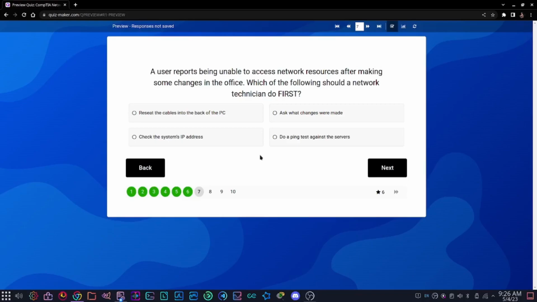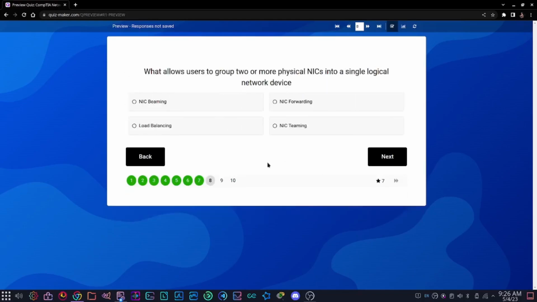So for question 7, we have a user reports being unable to access network resources after making some changes in the office. Which of the following should a network technician do first? For the first option, we have reseat the cables into the back of the PC, ask what changes were made, check the system's IP address, and do a ping test against the server. So the first thing that you would always want to do, usually if it's not so blatantly obvious, is ask what changes were made so you can work it out.